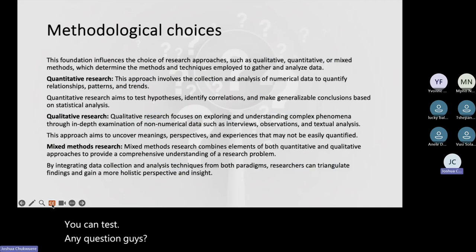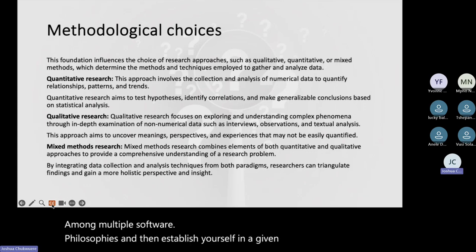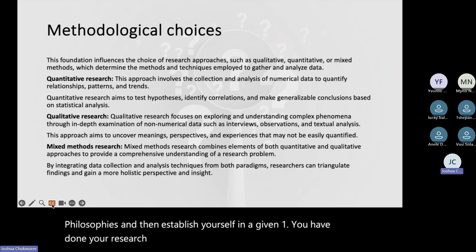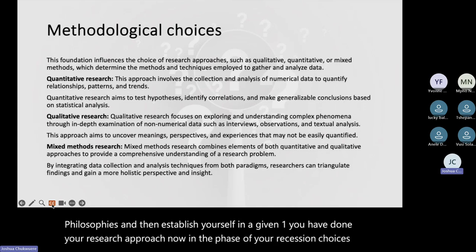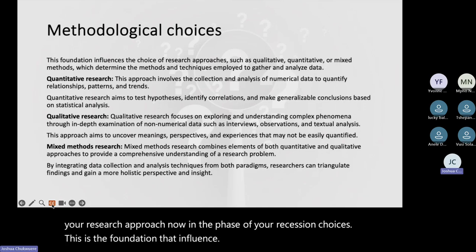Okay, now when you are writing your proposal, you have been able to identify among multiples of philosophies and then establish yourself in a given one. You have done your research approach. Now, in the phase of your research choices, this is the foundation that influences your research approach.